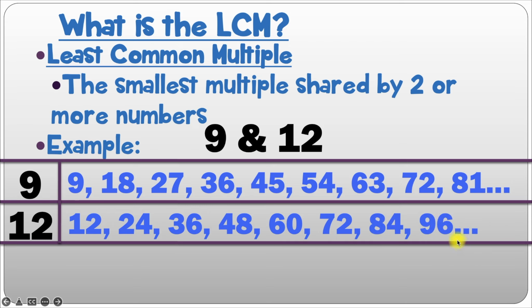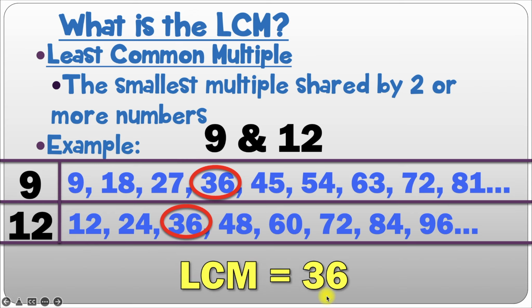So what numbers do you see are the same for both the multiples of 9 and the multiples of 12? Well, I see 36, and I see 72. And again, if we kept going on with our multiples, we'd have more. There's an infinite number of common multiples, but we only care about the smallest one. And so, what's our smallest multiple? Well, it's 36. Therefore, our least common multiple, or LCM, for 9 and 12 is 36.